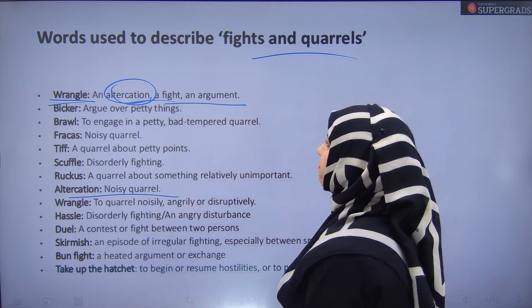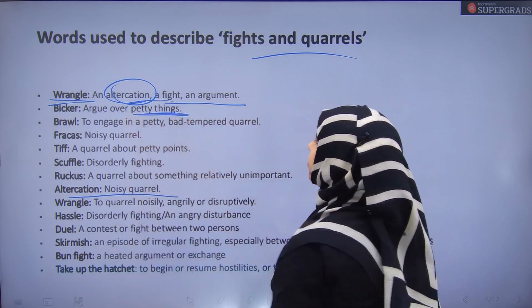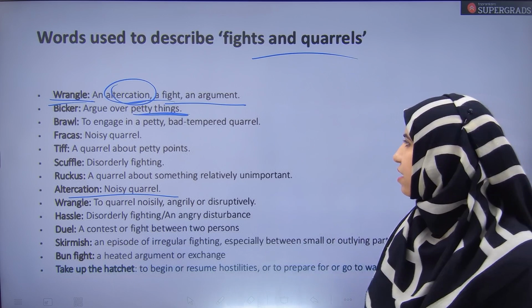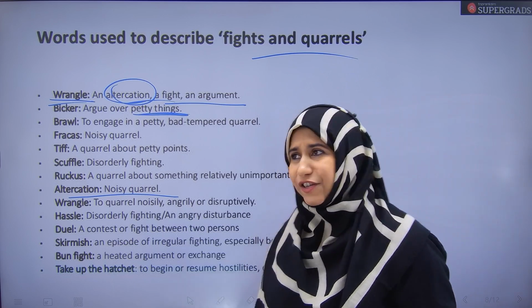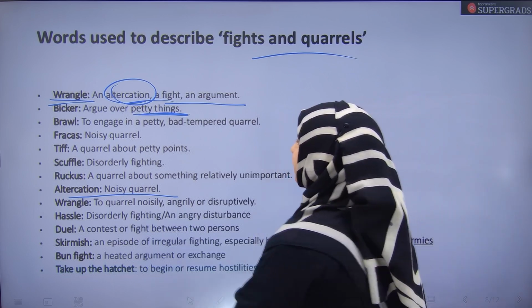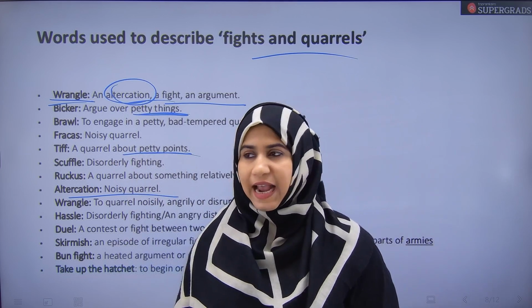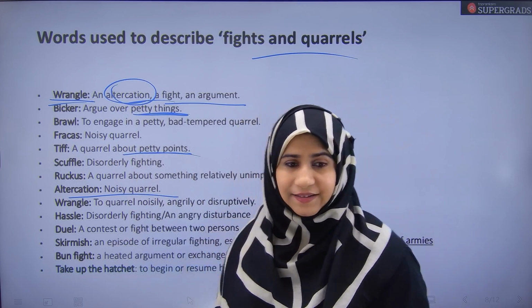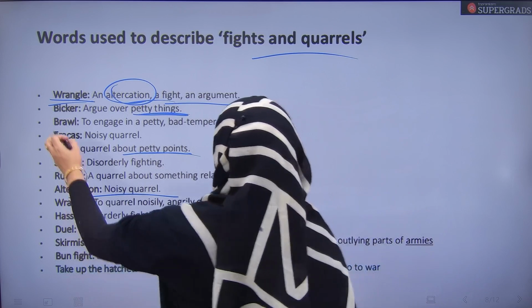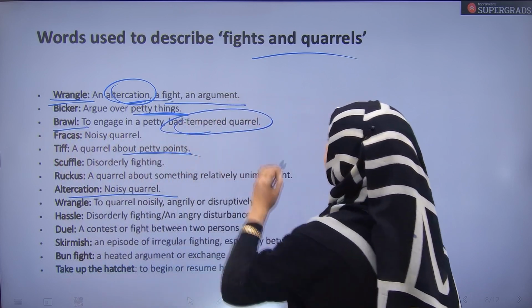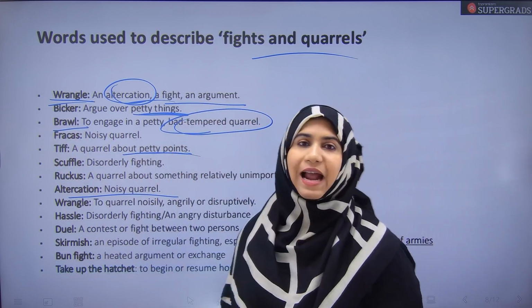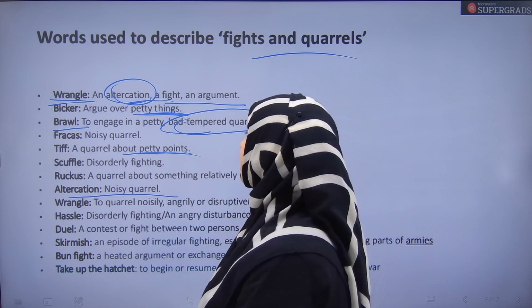ठीक है. Bickering. छोटी छोटी चीजों पर बहस करना. Why do you bicker on trivial issues? Okay. Tiff भी छोटी छोटी चीजों पर लड़ाई करना. He had a tiff with his manager again. Okay. Brawl. काफी ज्यादा bad tempered quarrel. They had a brawl. Okay.